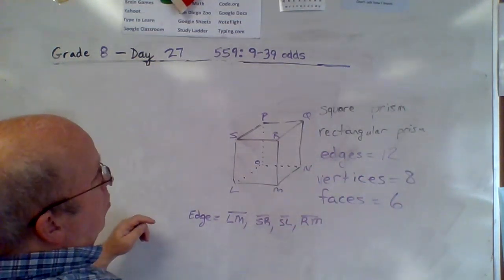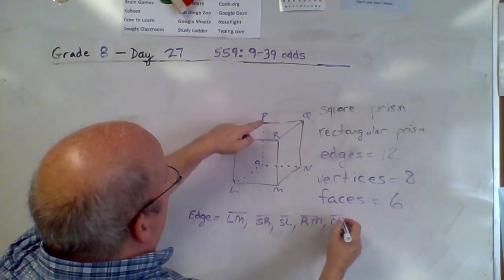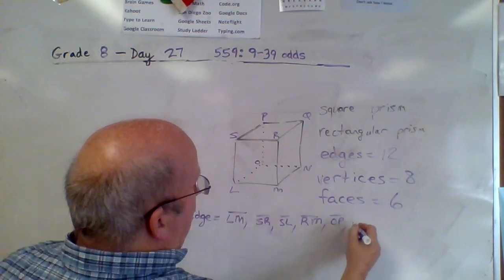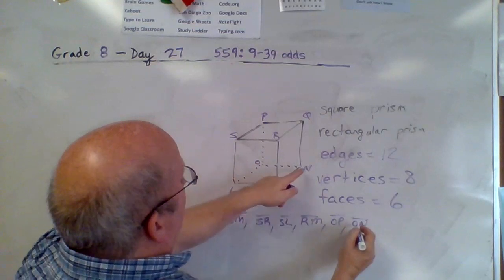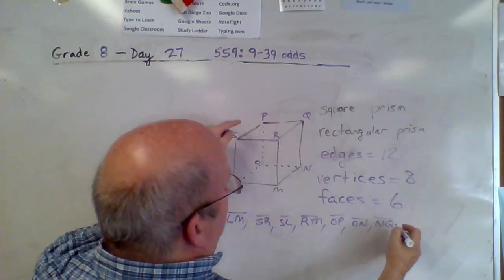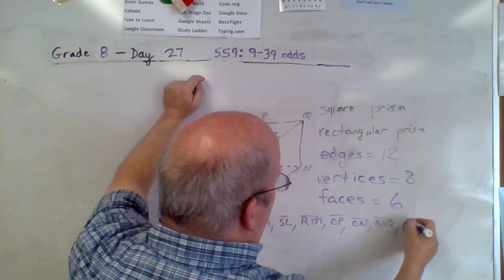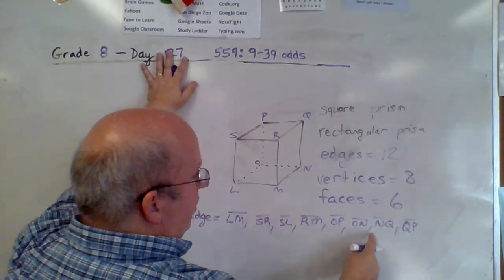Let's do, how about the back? OP here. How about ON? There we go. How about NQ? And how about QP? So that's 1, 2, 3, 4, 5, 6, 7, 8.